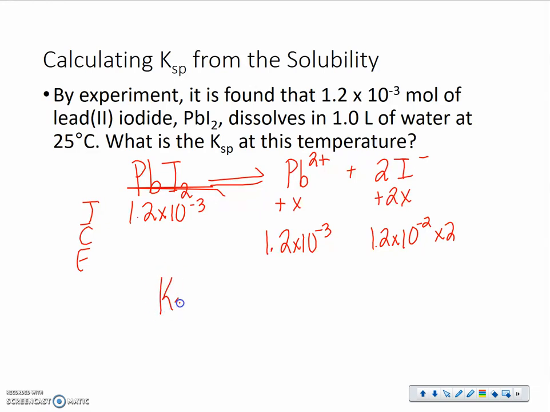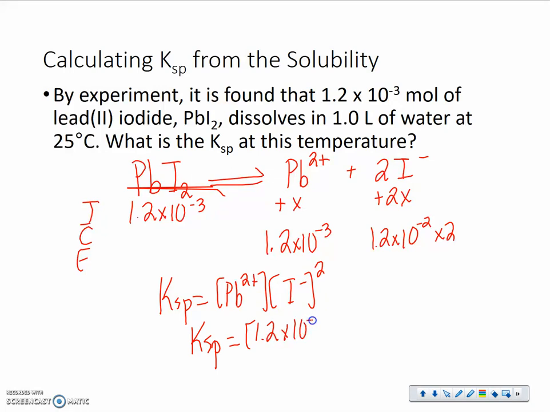So now our K expression, where we got to square it to account for the fact that we get a coefficient of 2. So our Pb was 1.2 times 10 to the negative third. This is going to be 2.4 times 10 to the negative third when we double it. So we can plug that in. And then we got to square that also.